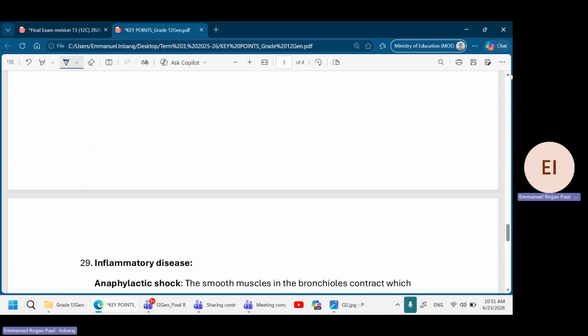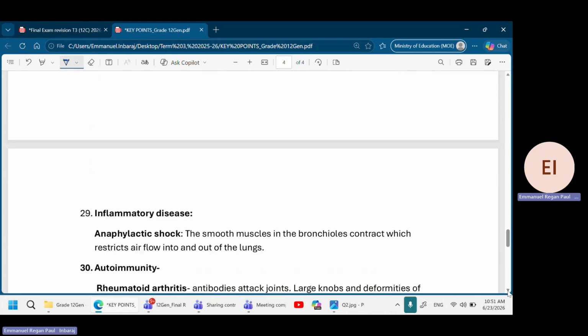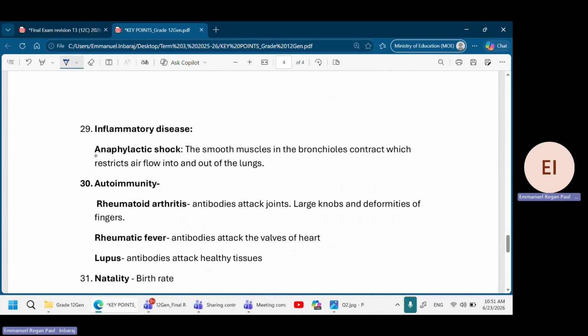See, let's look at this. For example, I told you coronary artery disease, CAD. The CAD is caused because of environmental and genetic factors. See, you memorize this. Degenerative disease, wearing out because of old age, aging process. This is one of the keywords. See, I told you about anaphylactic shock. What is anaphylactic shock? The smooth muscles in the bronchiole contract and restrict the airflow into and out of the lungs.